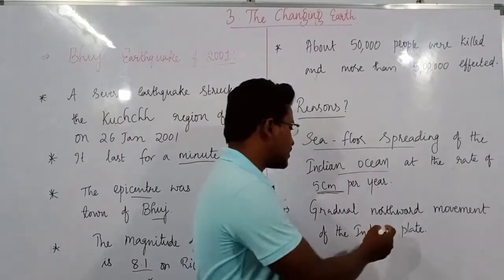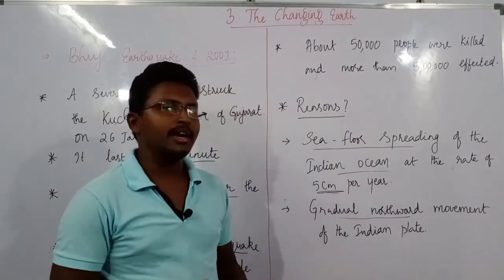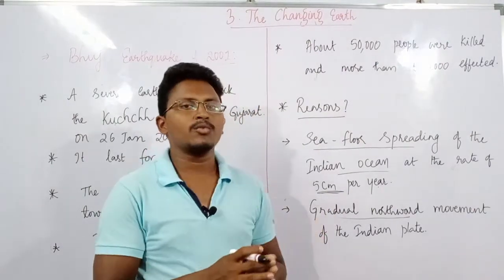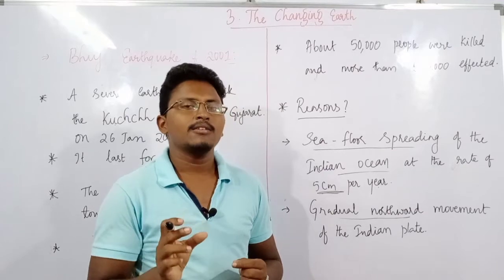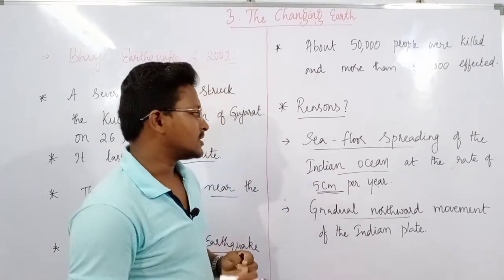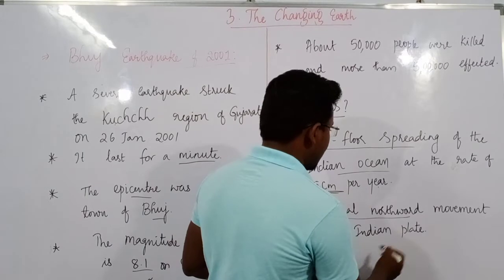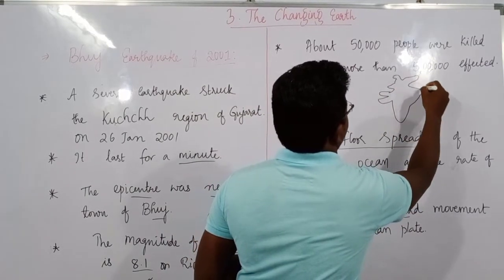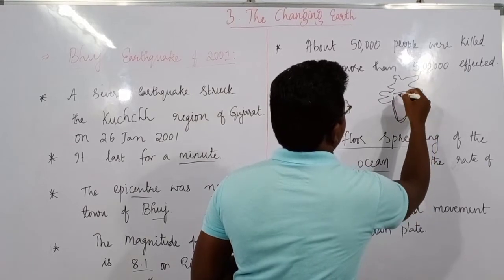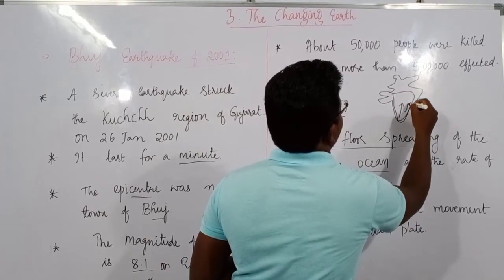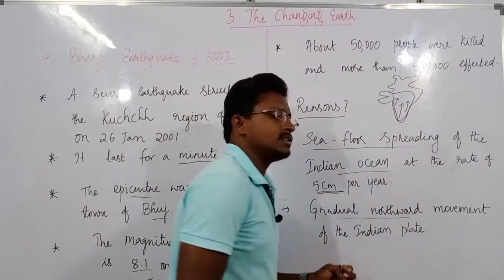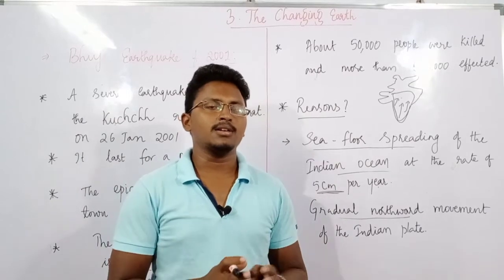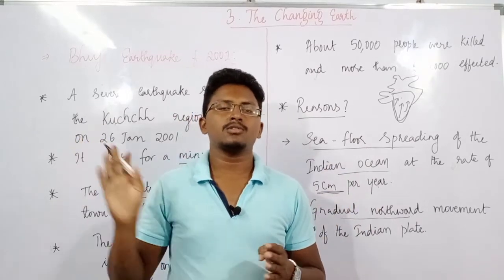And the second reason is the gradual northward movement of the Indian plate. That means the Indian plate, or the Gondwana region, is moving gradually towards the northern region. What is that Indian plate? Suppose this is the map of India; this particular region we can call the Indian plate. It was moving gradually towards the north, and because of this the earthquake might have occurred. So these are the different reasons why the earthquake in 2001 occurred.